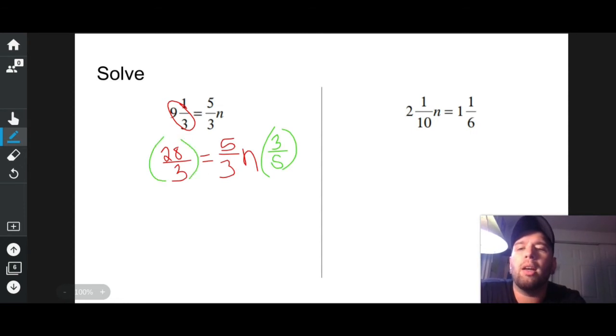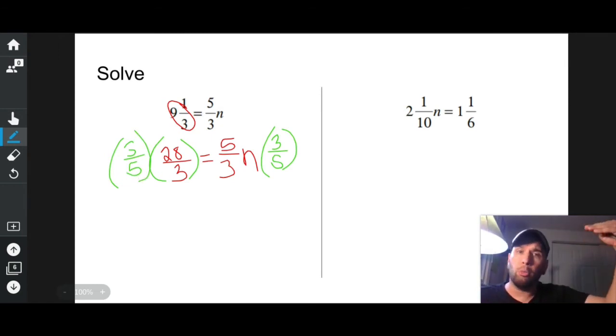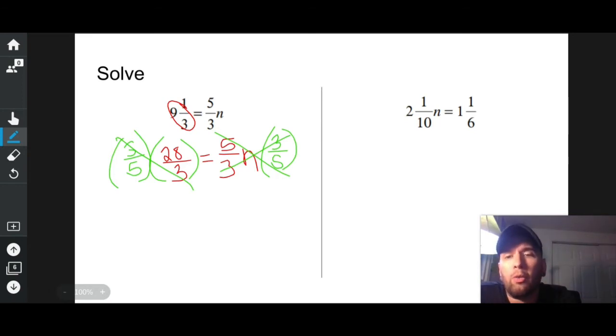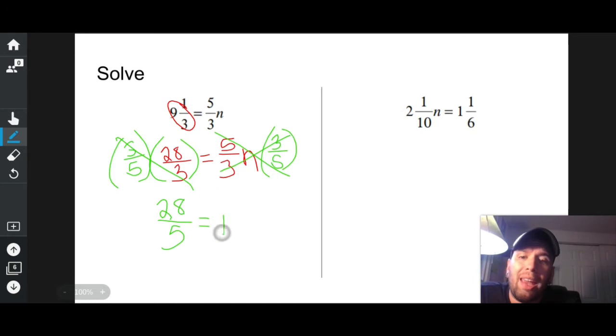Maybe you were taught that when you multiply fractions together, if there's a number in the numerator that's the exact same thing as the number in the denominator, you're allowed to cross them out. That's why we do this. And that's why we do this. Okay? So the 3's cancel each other out. What am I left with? 28 over 5. That equals n.